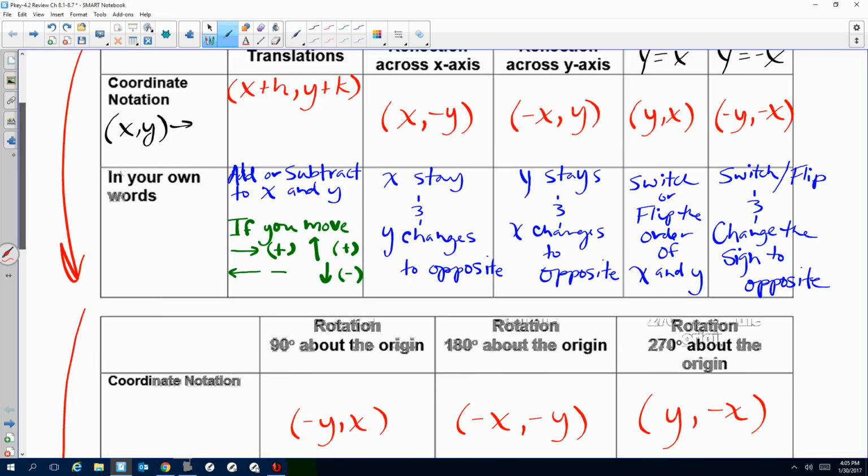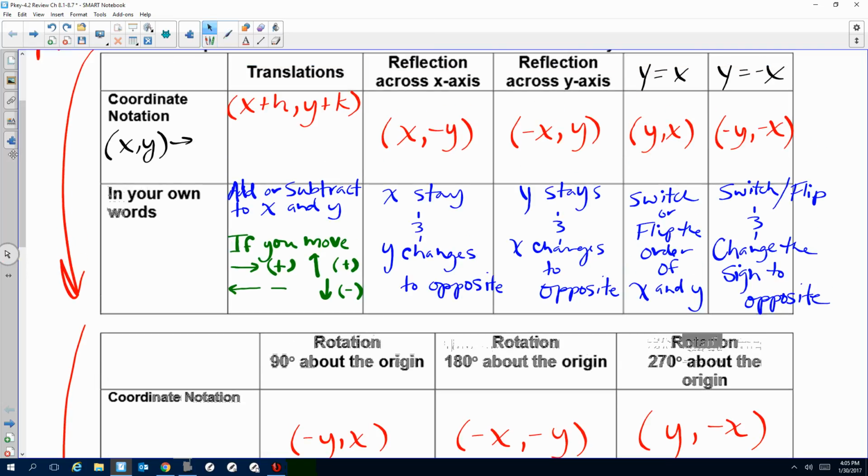You can pause the video if you need to copy this down, but you're going to be responsible for translation rule. The coordinate notation is some type of mapping from your x and y coordinate. So if it's a translation, you have adding. That's why you have x plus h, y plus k. Some type of adding or subtracting to x and y.